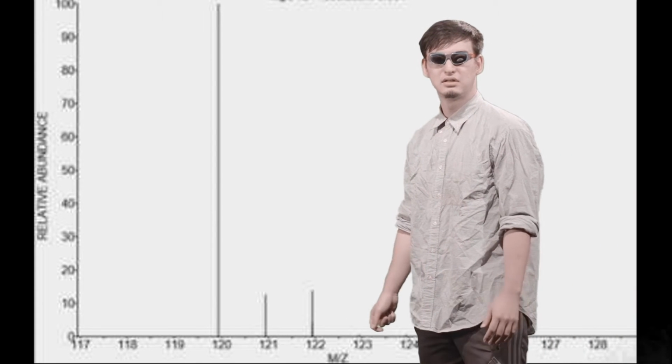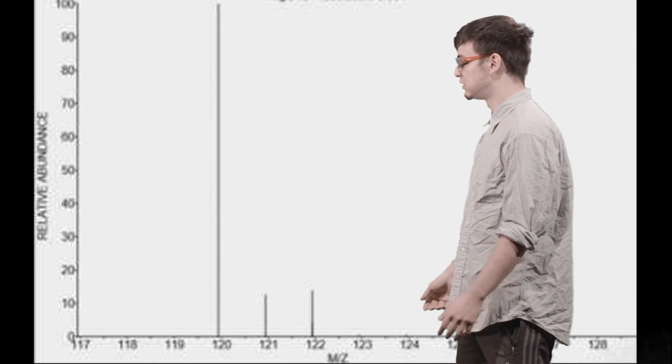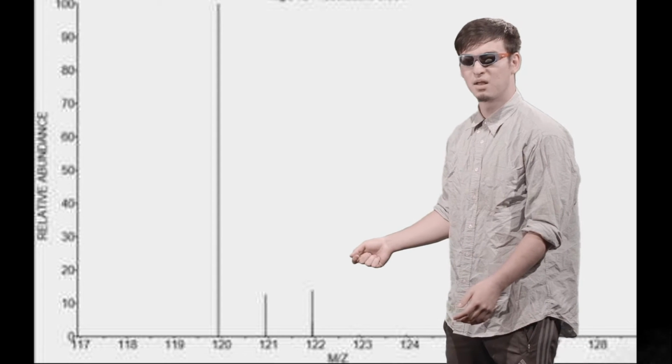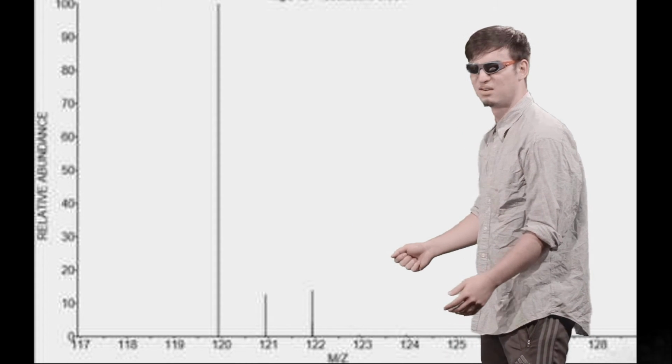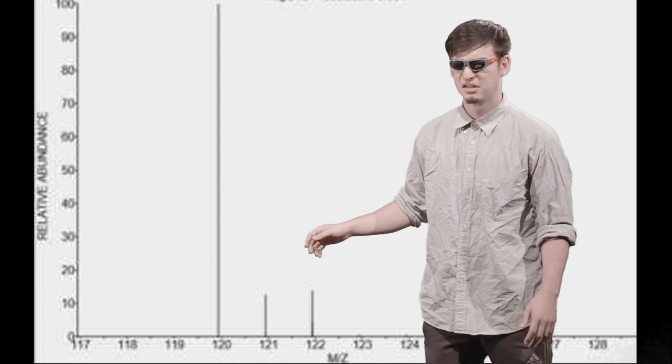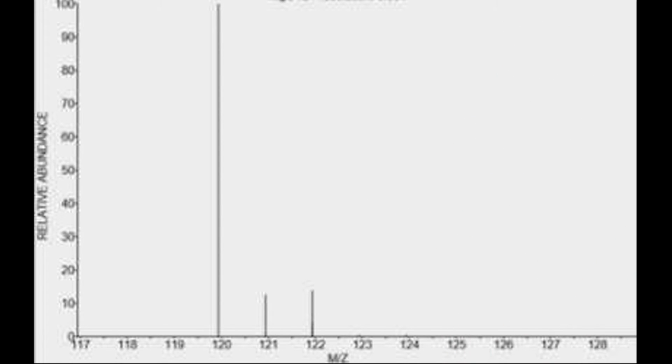The most common mass of magnesium sulfate occurs at 120, however it also exists as 121 and 122 mass units. This is because the one sulfur atom in sulfate is most common at 32 mass units, but also occurs at 33 and 34.